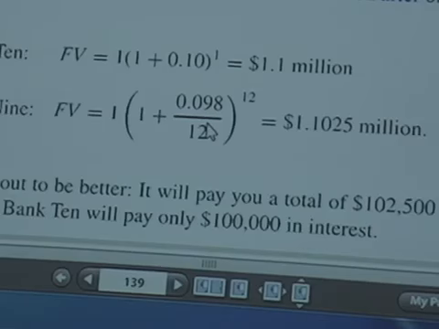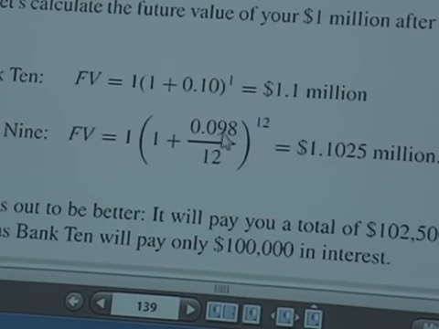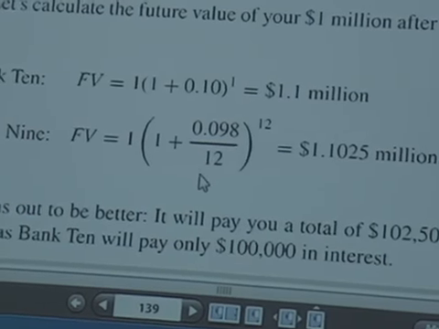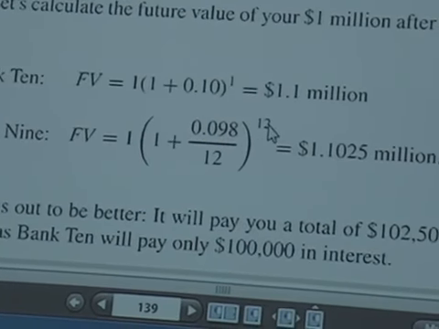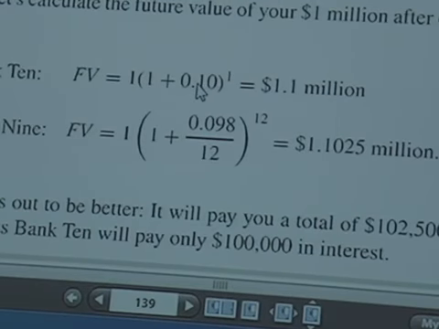Where does this calculation come from? This is the compound interest formula. What's the interest rate per period? It's 9.8% divided by 12. What's the number of periods? 12. So we get this calculation here, we get this calculation here. Okay, because it's only compounded once. Okay? Everyone agree? So we get two different numbers here, right?